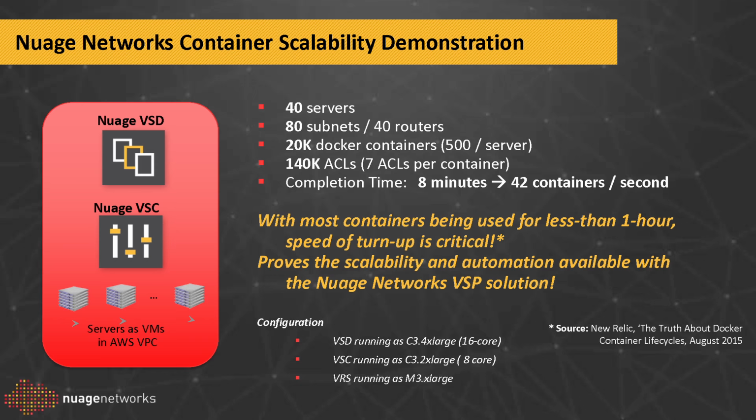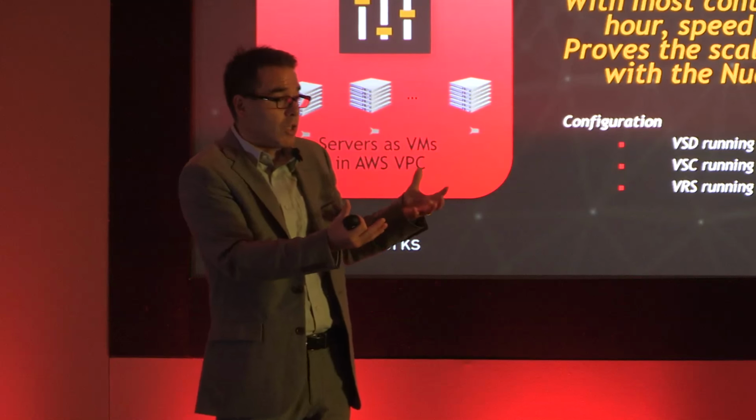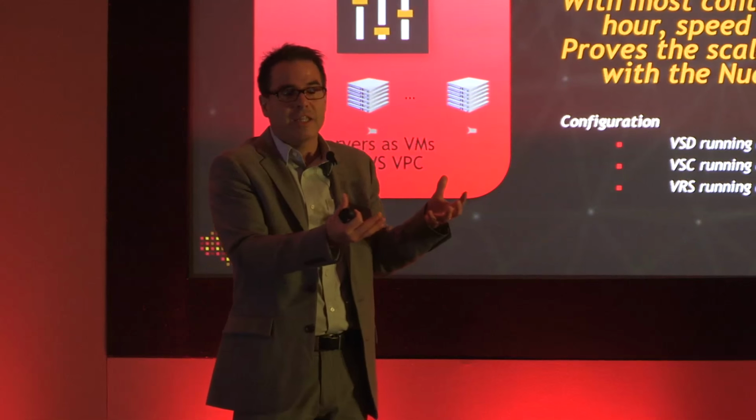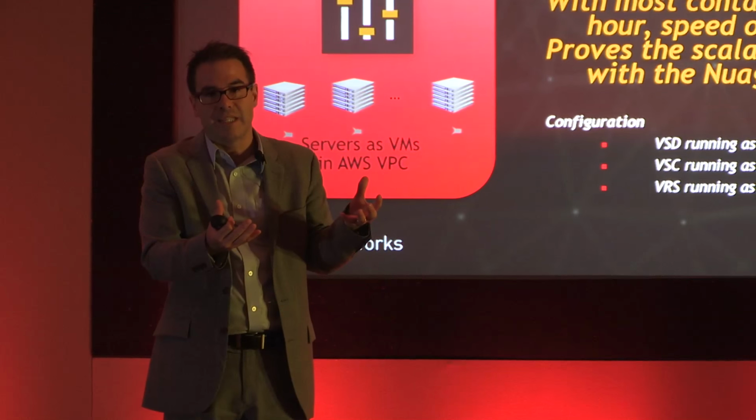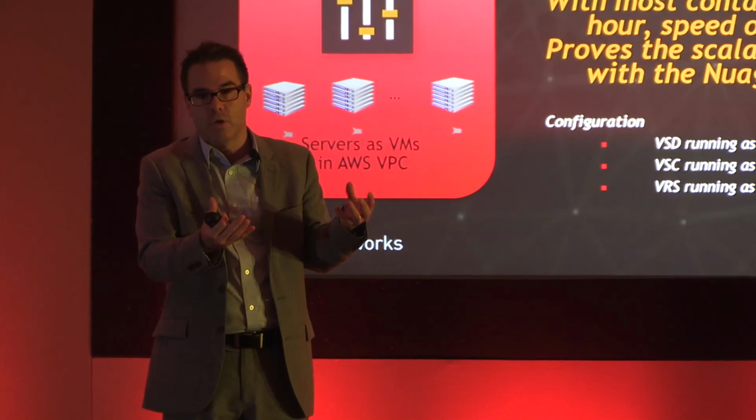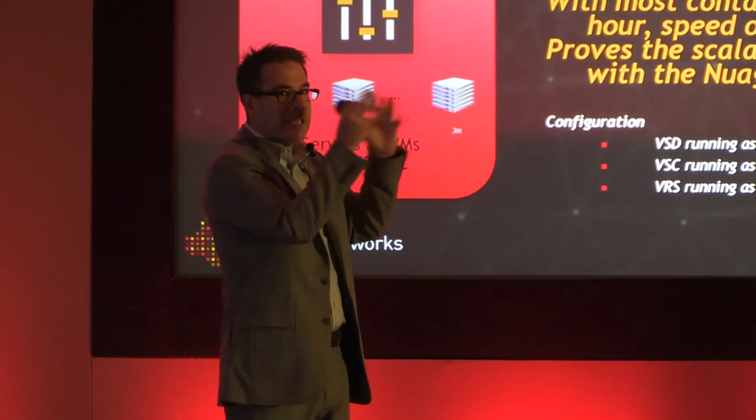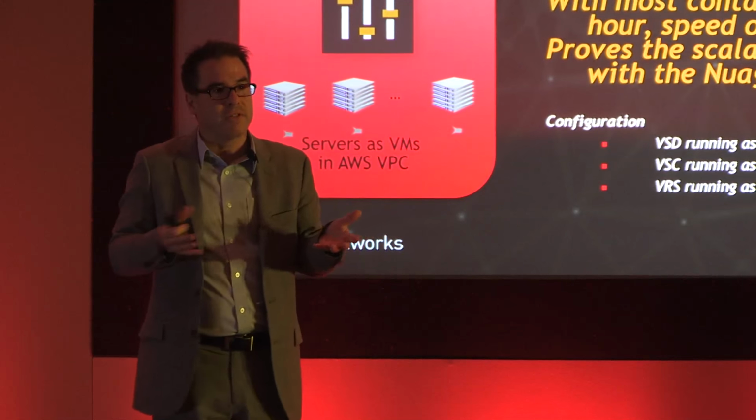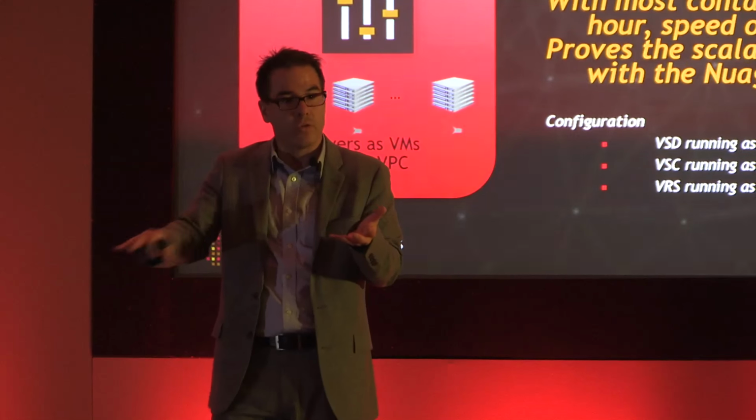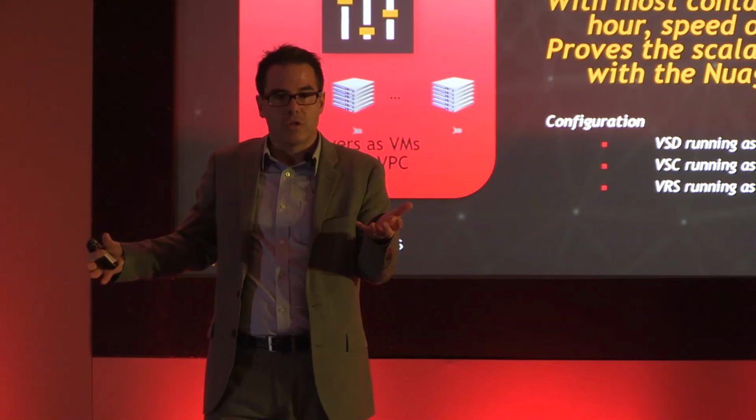We're working on a project with a large search engine. They're telling us the average lifetime of a container is 500 milliseconds. So, boom, they spin up a bunch of containers, assign them to a task, and tear them down. If you take a couple of seconds to program all the virtual network elements, it's too slow.